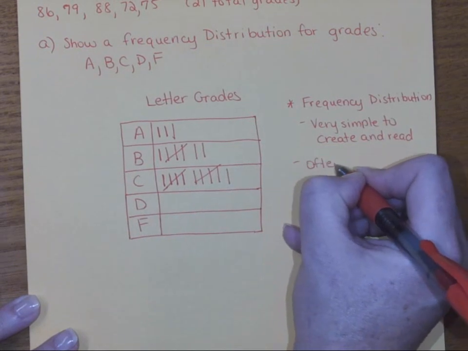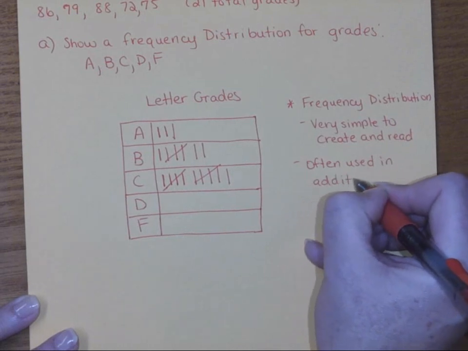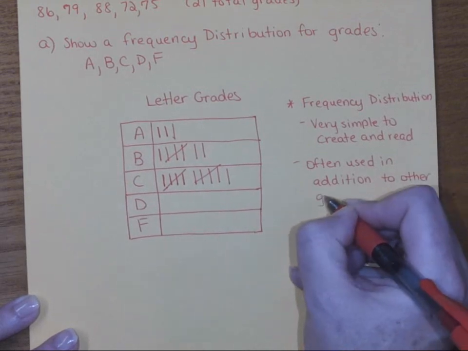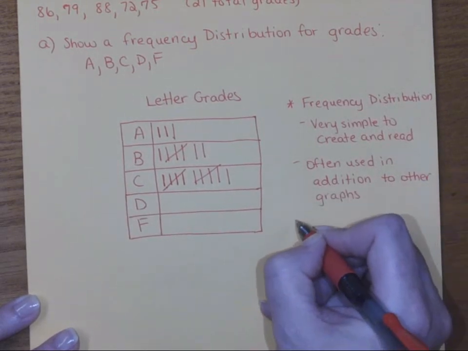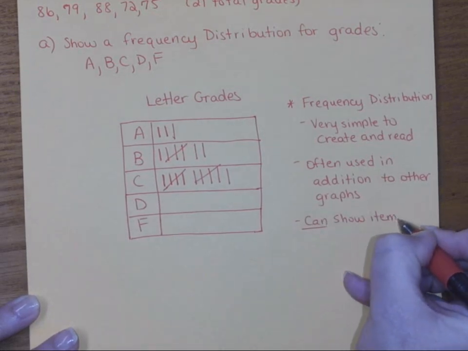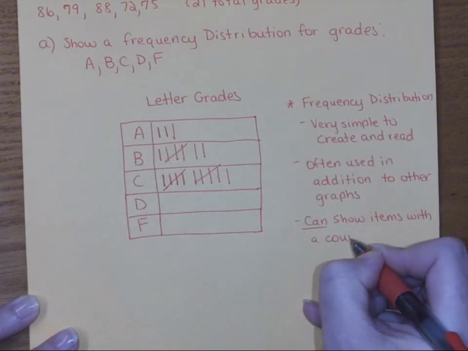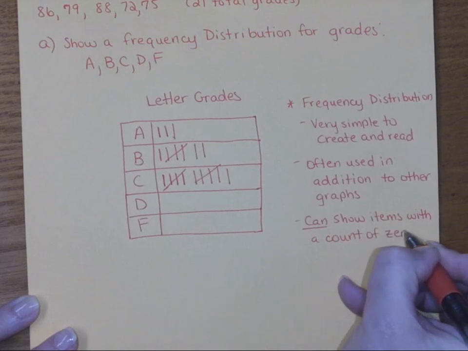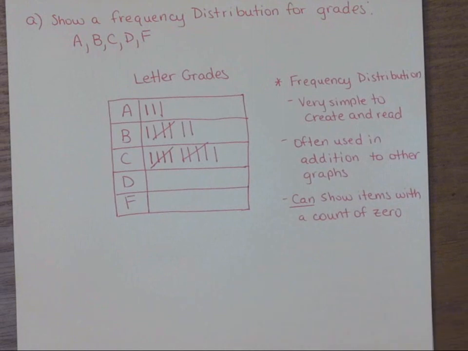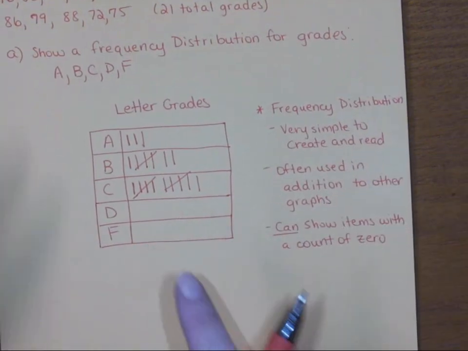They're often, I already mentioned this, but I want to write it down, often used in addition to other graphs. In other words, a lot of times we're going to turn this information into, say, a pie chart or a line graph or something like that. And notice it can show items with a count of 0. Some of our data representation tools won't be able to do that. Notice it summarizes all of that long list of numbers. If you just give me this list of numbers, I'd get lost in those, so this gives me a sort of summary of those.